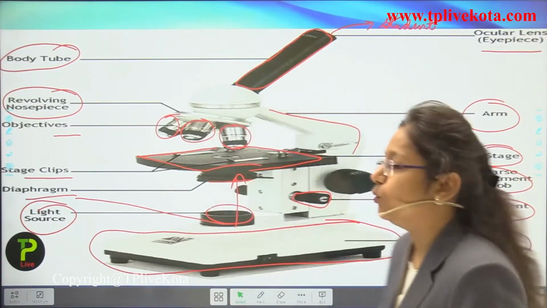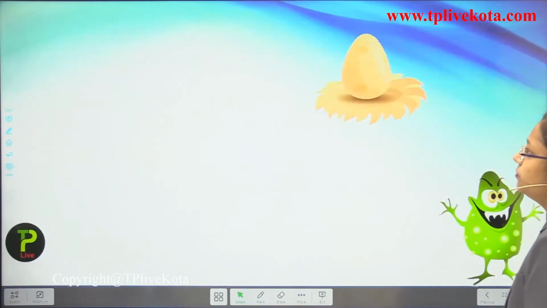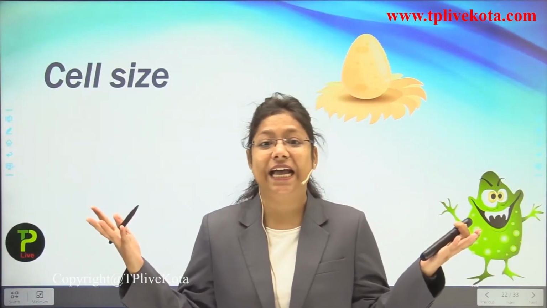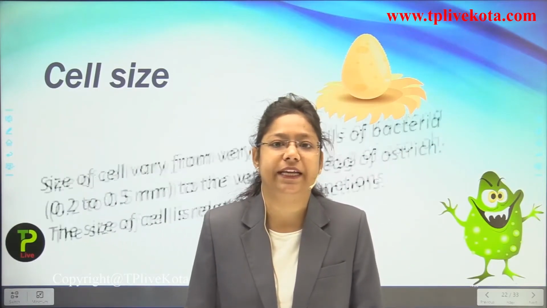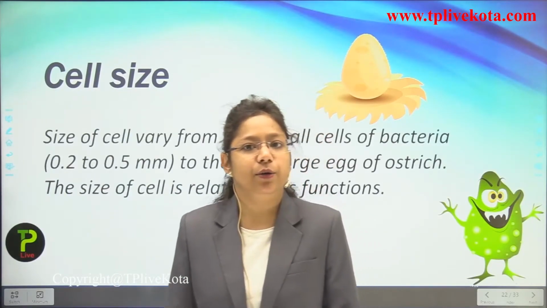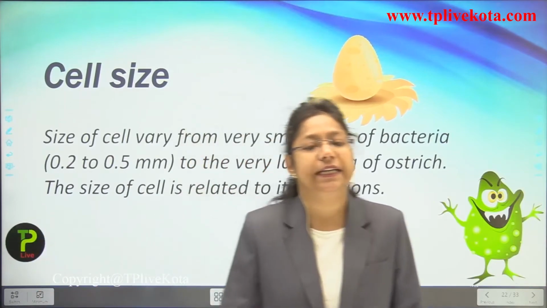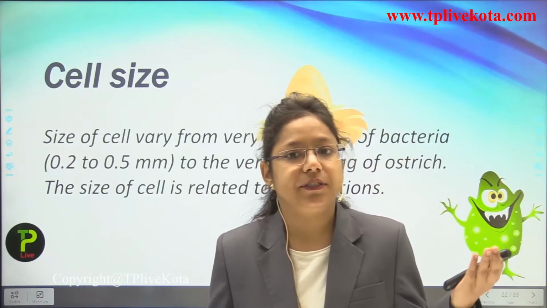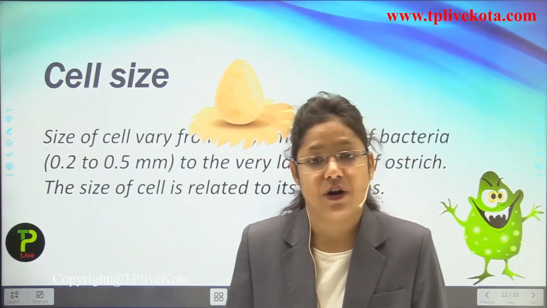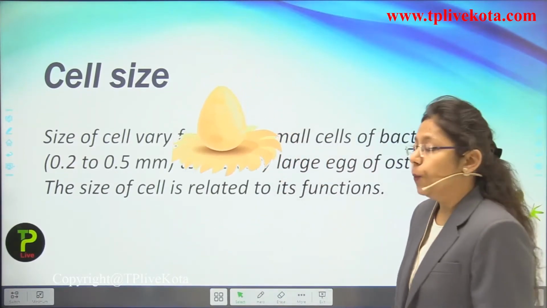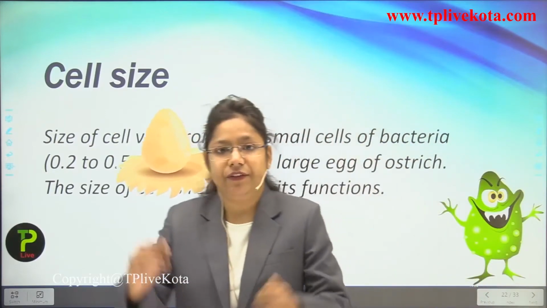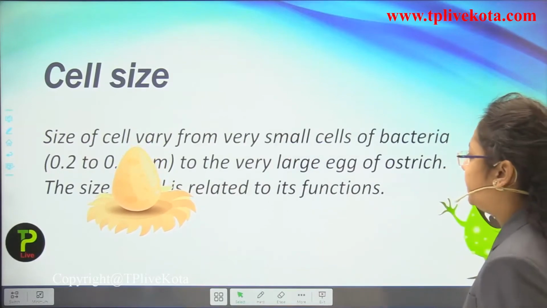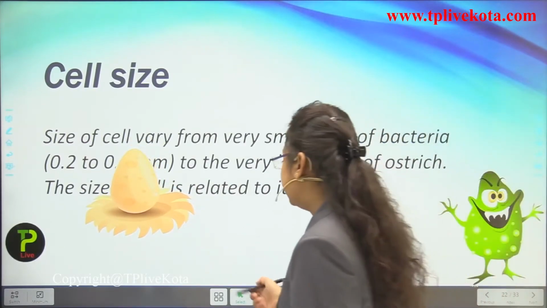Next we are moving towards the next slide, which is about cell size. Now what is cell size, students? Are you confused about cell size, or do you know it well? So what is cell size? Cells differ in size in different kinds of organisms. Cell size may range from very large, like an ostrich egg, to very small, like a sperm cell. So let us take a look here.